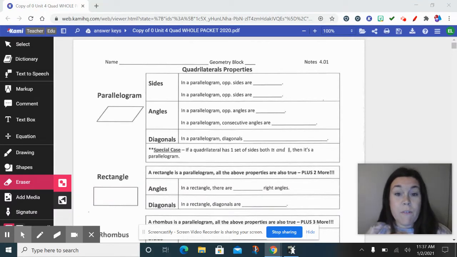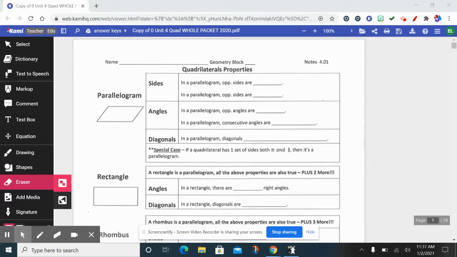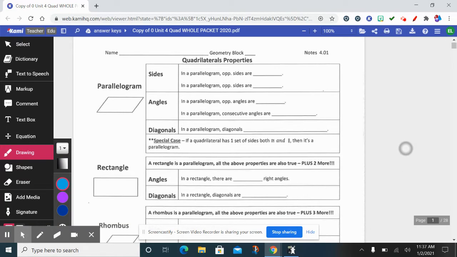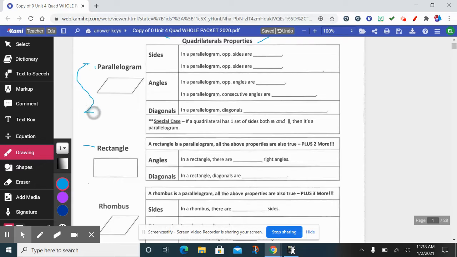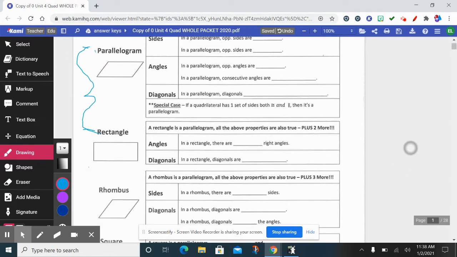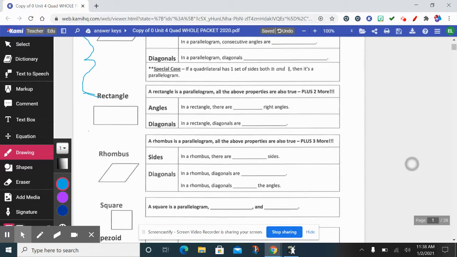Here we're going to start Unit 4, which is on quadrilaterals, our four-sided figures. So looking at this first page of your packet, it says quadrilateral properties. And down the left column, we have the parallelogram, the rectangle, which is our notes topic for today. We're going to do both of those shapes. The rhombus, the square, we're going to do next class.